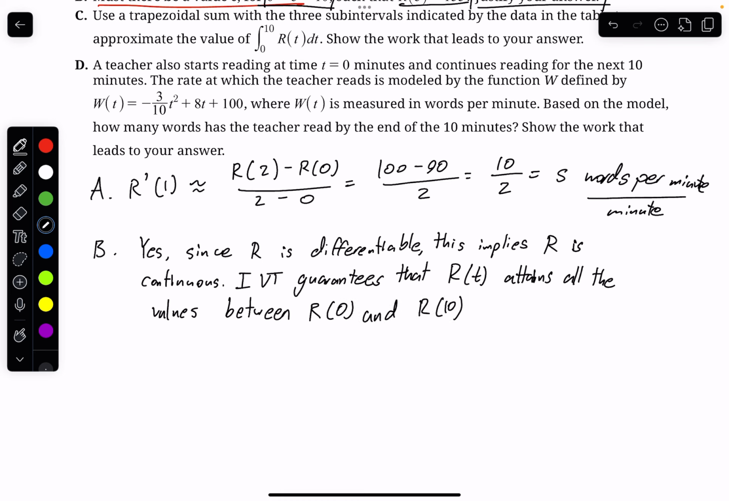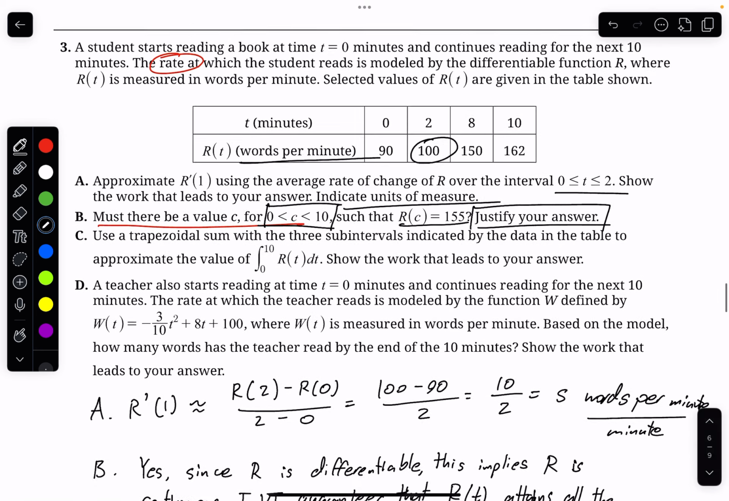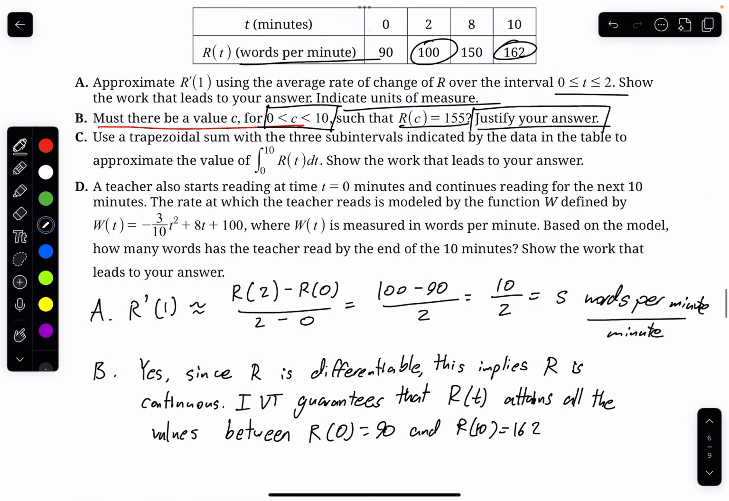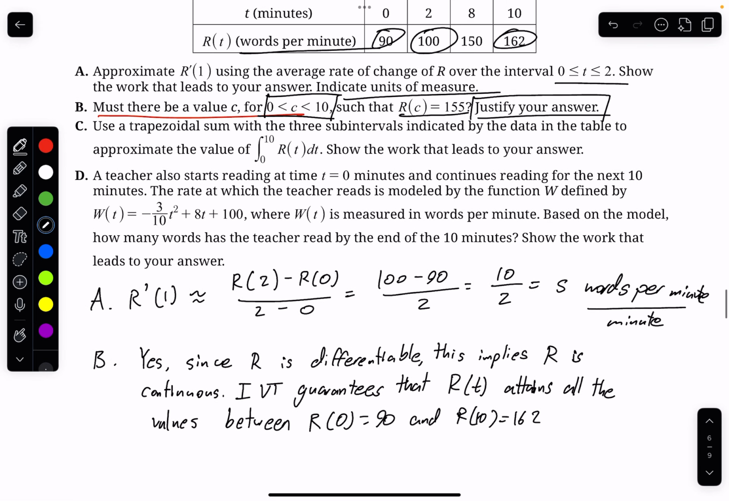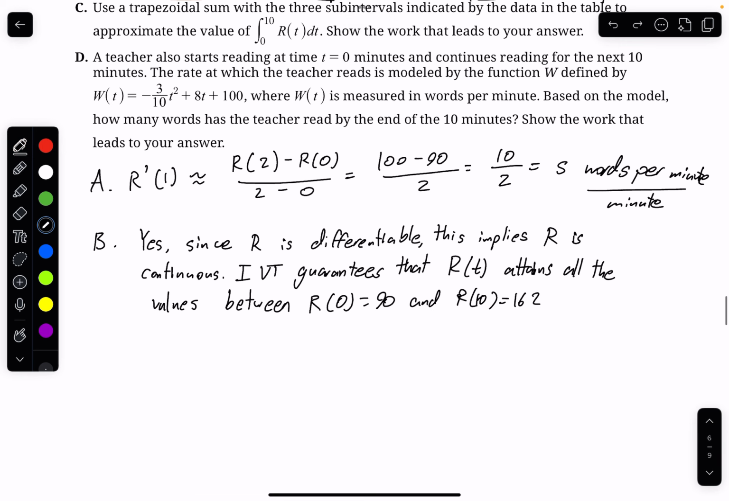And if you really want to, you can also specify the values of these, because you'll see in a moment why this is true. R of 0 is 90, and R of 10 is equal to 162, given by the table. 162, and R of 0 is 90. And we can guarantee this because the value they gave us was 155. So that lies between 90 and 162.